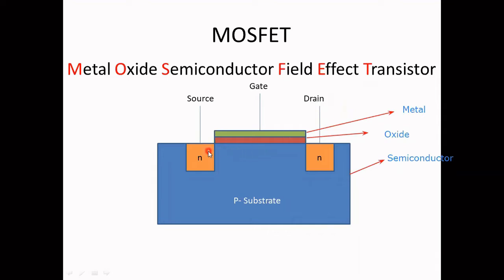The distance between the source and the drain is called the channel. So we started with a P substrate, upon that we developed the oxide layer, and upon that we developed a metal layer. Afterwards we diffused two N plus regions. This is called the source, this is the gate, and this is the drain. These are the three terminals. Apart from this, we consider the substrate also as a fourth terminal.